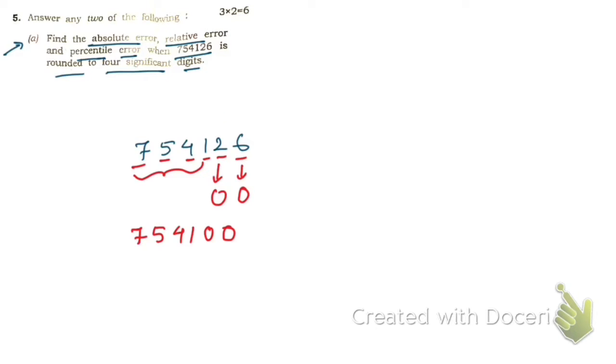If the next digit is 5 or greater than 5, then we make this digit one more. That means we add 1 here.